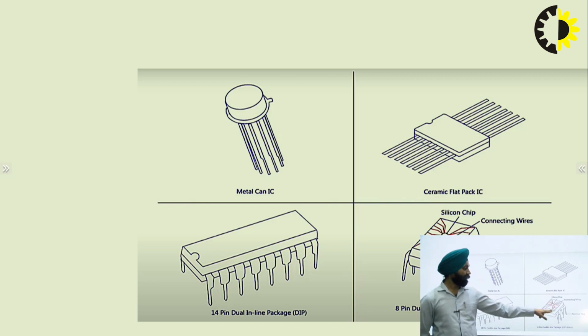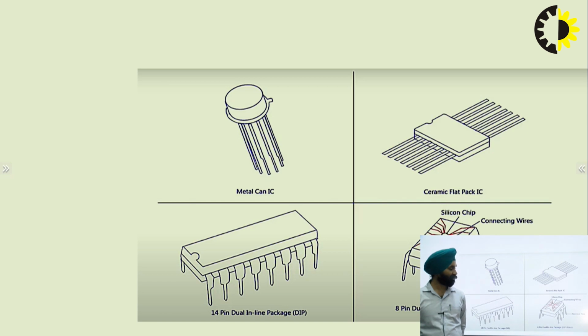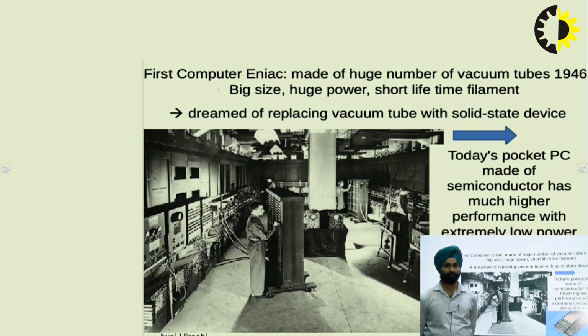The other part, the black part that we see, is the outer covering. That is generally the packaging of the IC, which provides insulation between the different metallic wires as well as insulation from the outer world. Also, it protects the silicon chip from the external environment as well as all other effects.